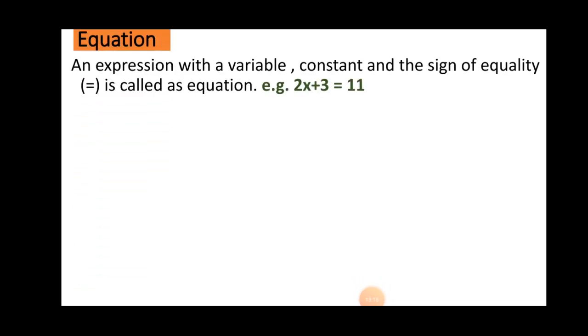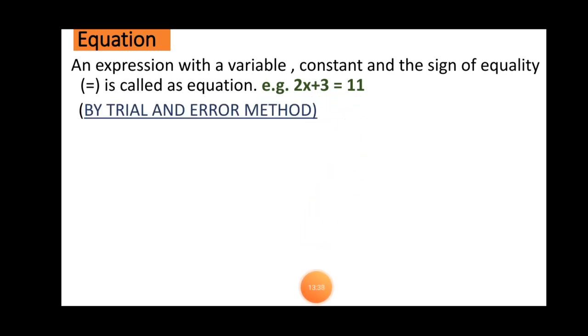Now come to the equation. So children, here we will understand what equations are. An expression with a variable and a constant along with the sign of equality, that is equals to, is termed an equation. So look at this example: 2x plus 3 is equals to 11.